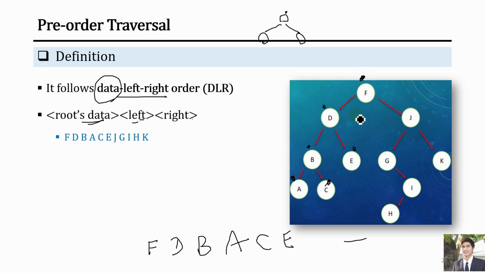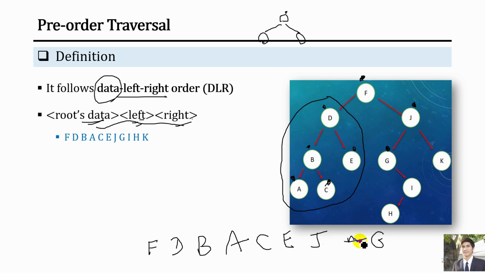Considering the root here, the left subtree is already visited, so we can display all that data already. Next we focus on the right. When we go to the right, we get letter J. Because this one also has left and right, it will visit the left next, following the format data, left, right. So we get letter G.